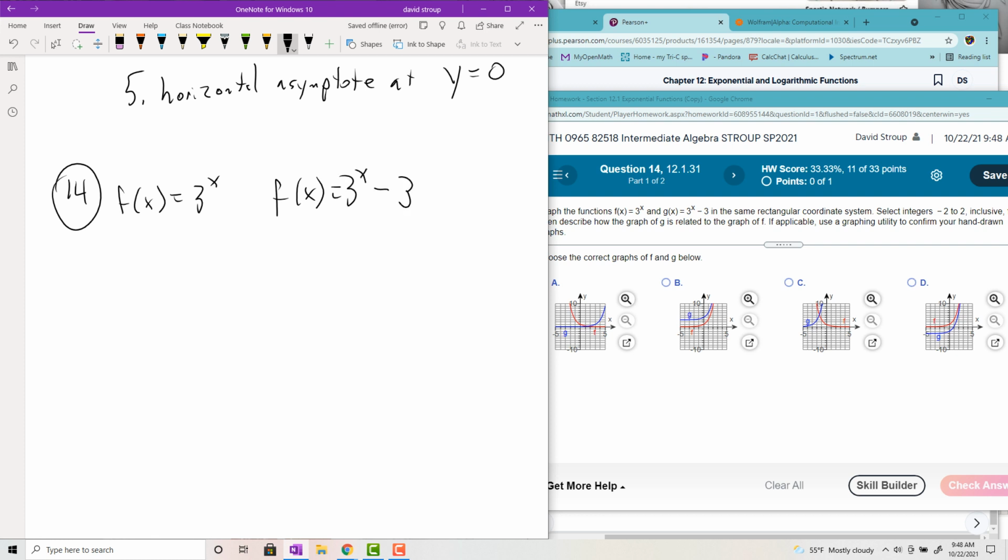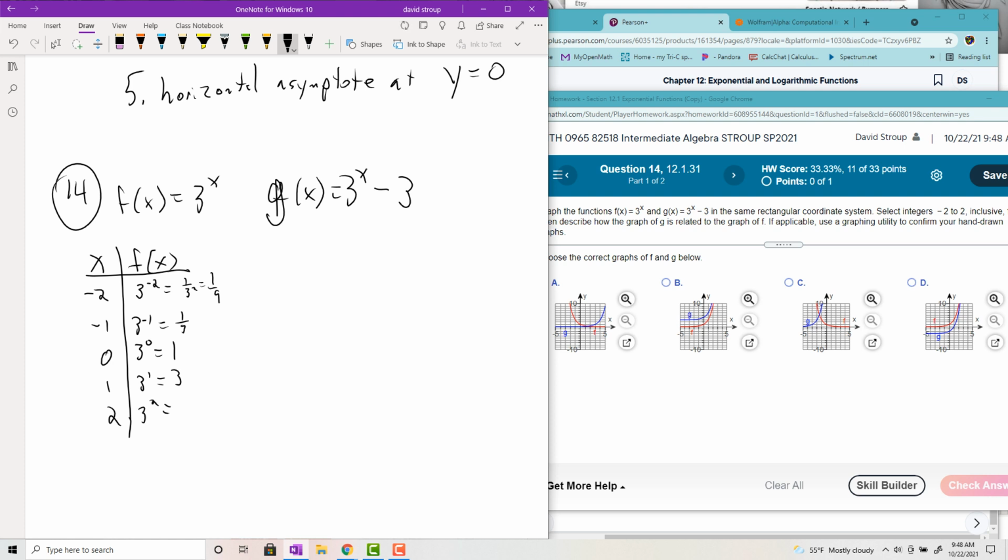Okay, all right, so let's investigate. This is actually g of x. Okay, so I'm going to do the ordered pairs on this dude first. So I got -2, -1, 0, 1, 2. Plugging in my exponents. 3 to the -2 is 1 over 3 squared, which is 1 over 9. 3 to the negative 1 is 1 over 3 to the positive 1, which is 1 over 3. 3 to the 0 is 1. 3 to the 1 is 3. 3 to the 2 is 9.